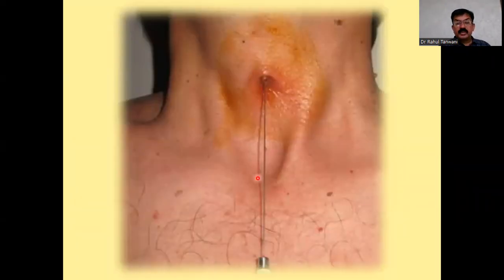Here you can see this is the fistula. You can see the probe is inside it. It's a midline opening, and it is covered by a skin hood. It is also called a hood sign, or a semilunar sign. Semilunar means half moon. You can see an inverted moon here.